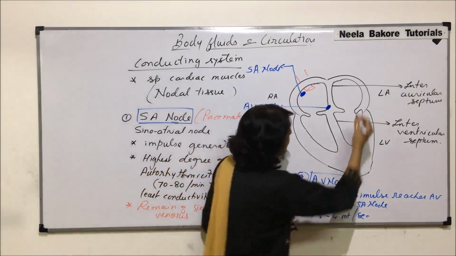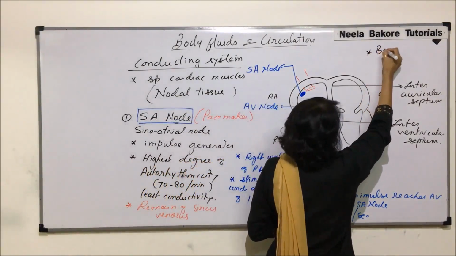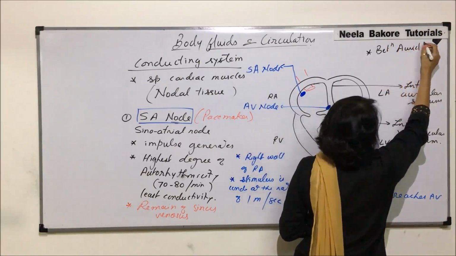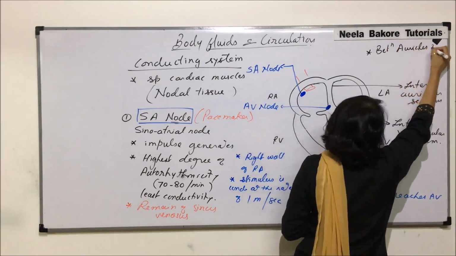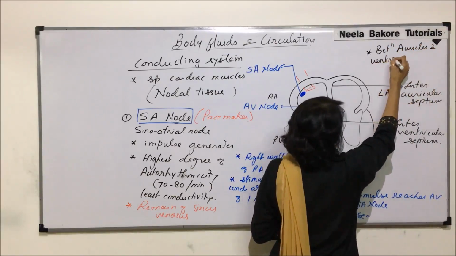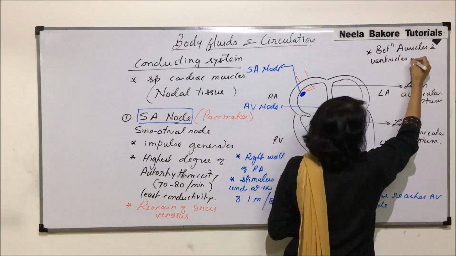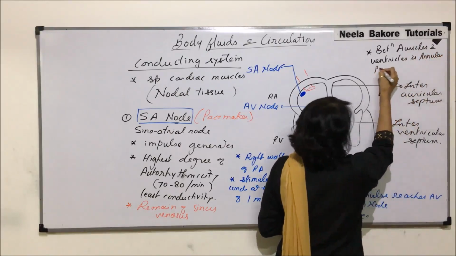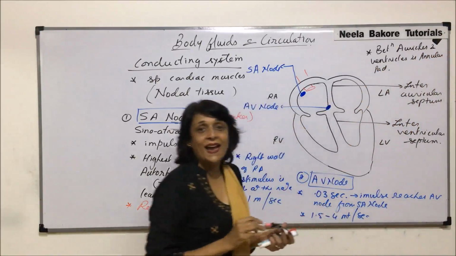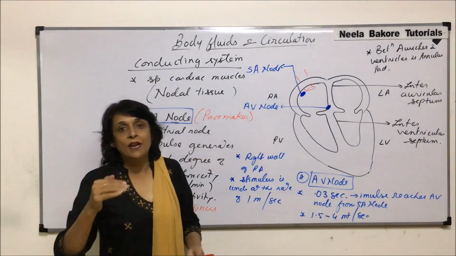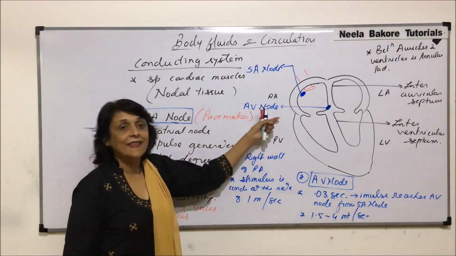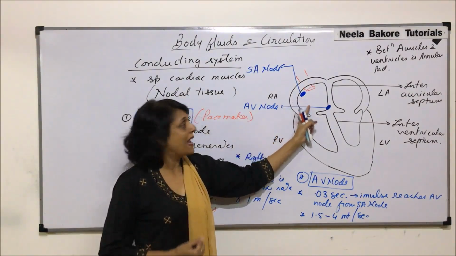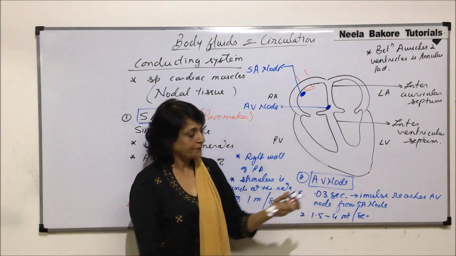So, here we can write between auricles and ventricles is annular pad. This annular pad is acting as an insulating layer, basically we can say. And that is why we need a system which is going to collect the stimulus and then conduct it further.